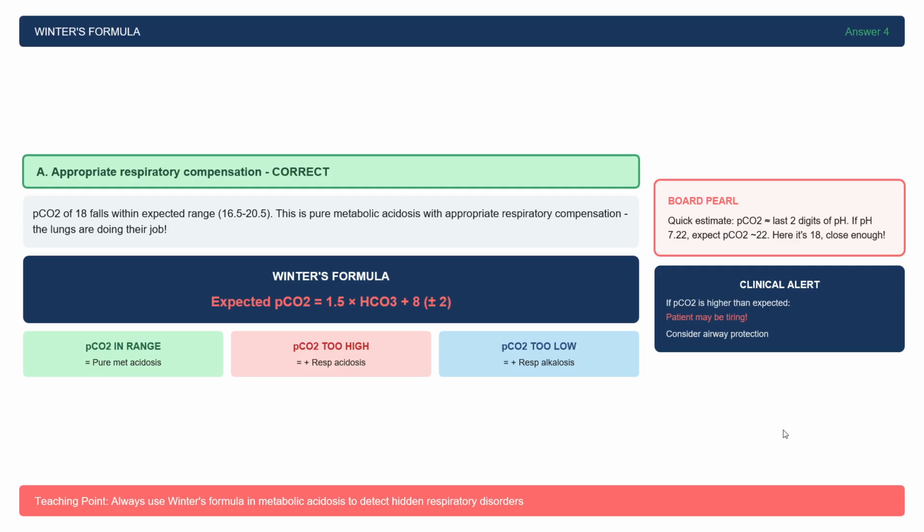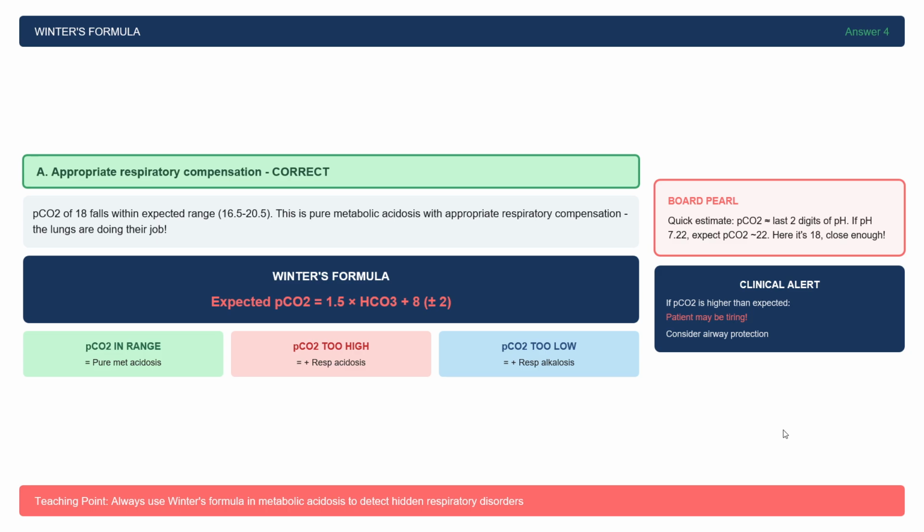So there's also a quick bedside shortcut. The PCO2 often roughly matches the last two digits of the pH. So if the pH is 7.22, you'd expect PCO2 around 22. In this case, it's 18, which is reasonably close and still consistent with compensation.